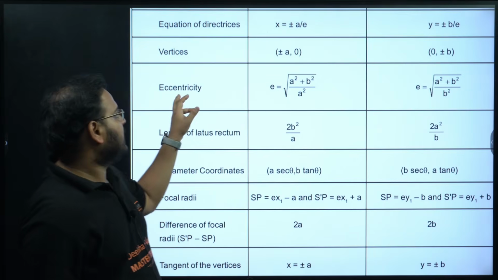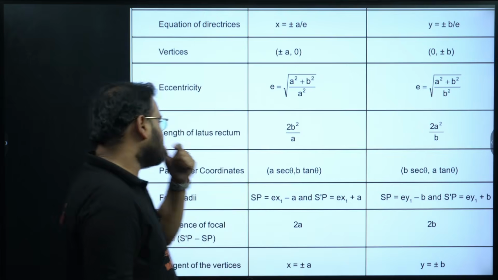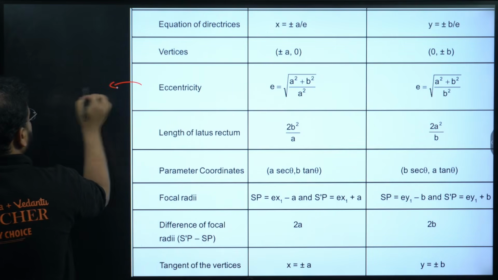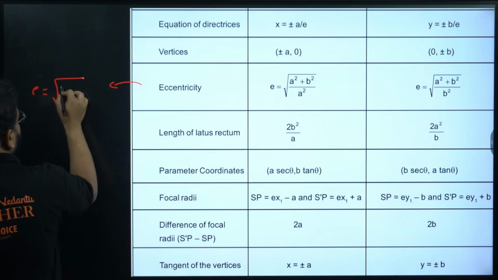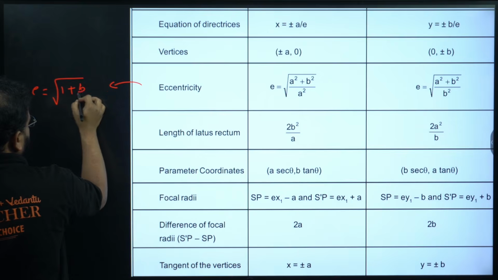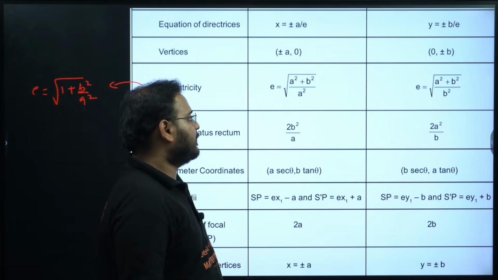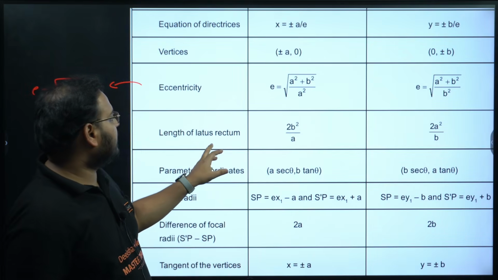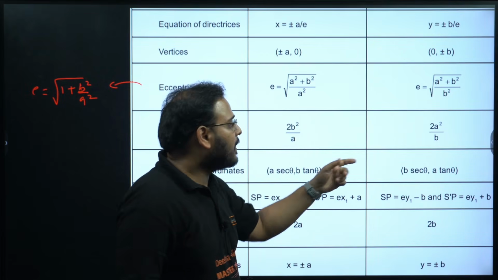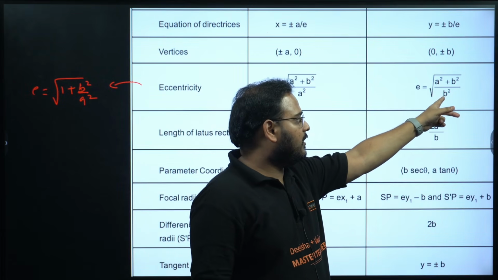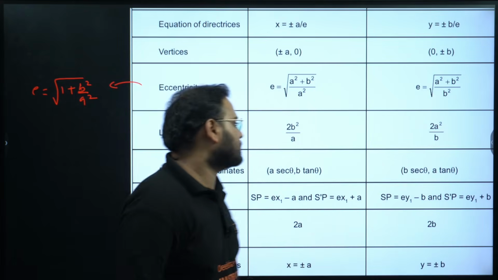Eccentricity is also listed over here. In this case the eccentricity is given like this: e equals root of 1 plus b square by a square. The same thing over here. Length of the latus rectum is what? 2b square by a. This remains the same. Whichever is greater goes in the denominator. That's how it is.